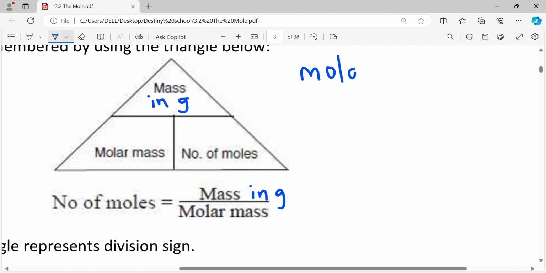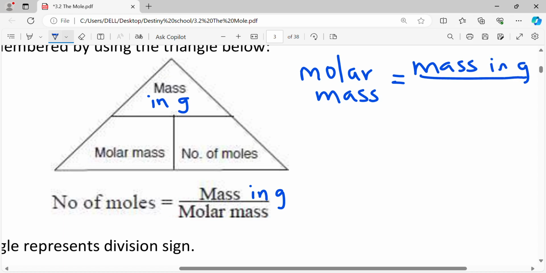So let's say we want the molar mass now. These are the formulas that you need to master. If you want the molar mass, you block the molar mass, and you'll be left with mass in grams over number of moles.